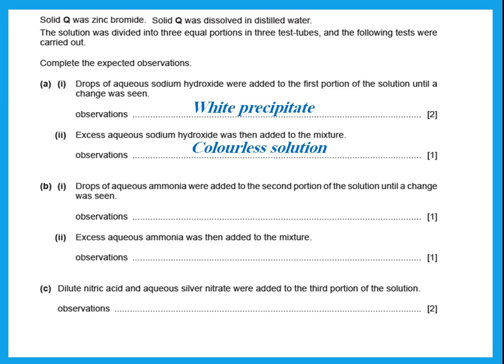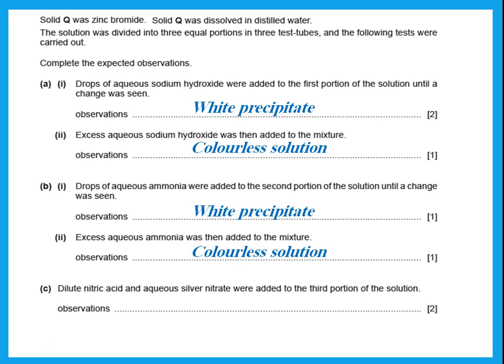Okay, the other question, drops of aqueous ammonia. What happens if I add aqueous ammonia to zinc? Remember that we said zinc, we get the same results, whether I'm adding sodium hydroxide or ammonia. So again, I add drops of ammonia, I get white precipitate. I add excess, the precipitate dissolves, and I end up with a colorless solution.